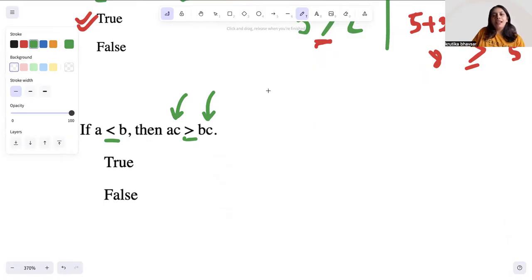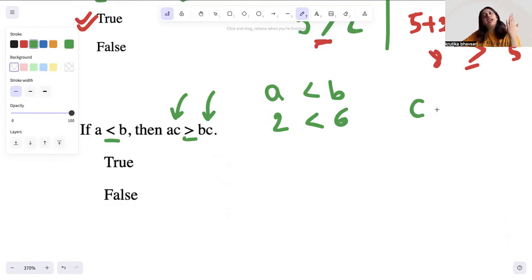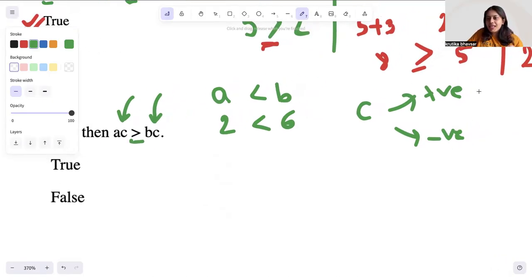Let's check. Let's again take examples for A less than B. This is given to us. So let's pick an example. 2 is less than 6. And then we have a C which can either be negative or can be positive. Let's take 3 and minus 3 as general examples. Now you have to multiply that C, right? So your equation is going to be AC less than BC, and we need to check if AC is actually less than BC. So we need to find out the relationship between them.